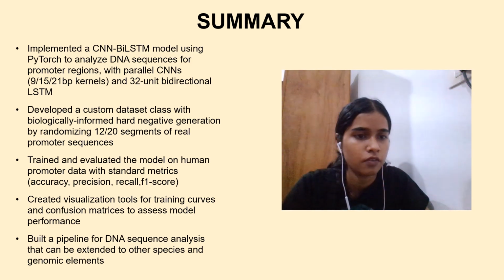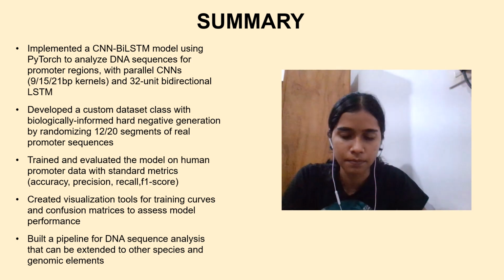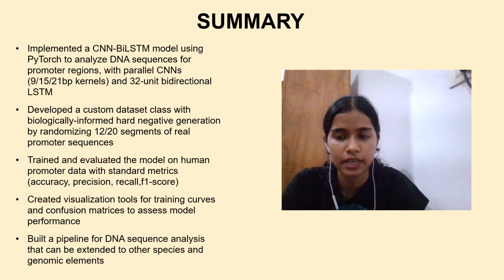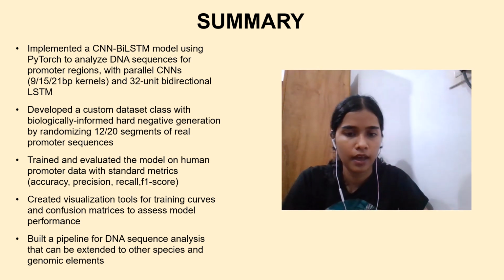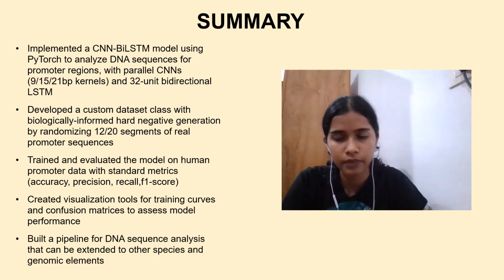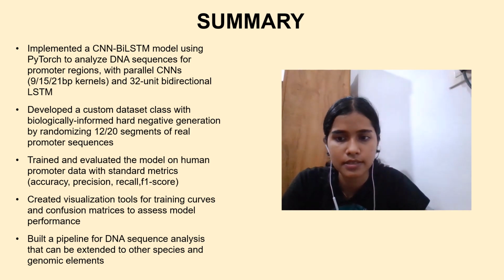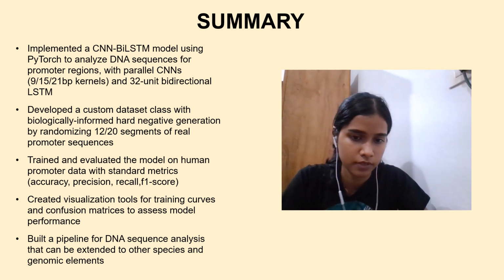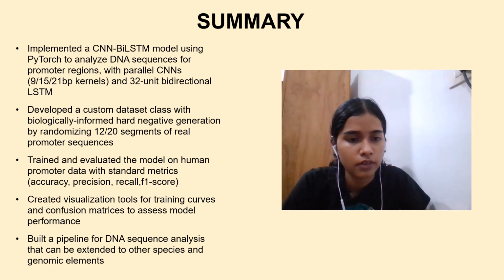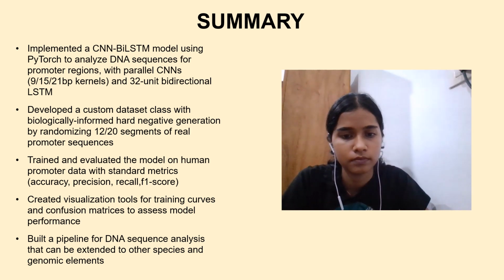So coming to the summary of whatever we've built so far, the entire model was built from the ground up. The CNN scans for motifs like TATA boxes, and the LSTM, the RNN, checks the surrounding context. Our hard negative generation carefully randomizes only parts of real promoters, which makes the model more precise. And the visualization tools that we used help us to understand that our model isn't overfitting like we expected. Furthermore, we'll have to implement ensemble learning on top of this to improve the model.